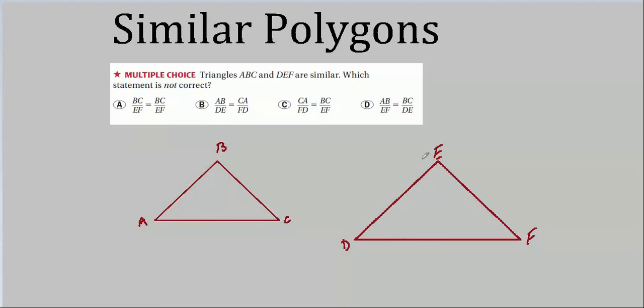AB over DE. That part makes sense. Okay. CA over FD. Right. Since they're similar, those ratios have to be the same. The ratio of this to this has to be the same as the ratio of this to this. Okay. What about CA over FD? Should have come up with simpler names for these sides. Here's CA and FD, of course, so that makes sense. BC over EF. Well, that makes sense too.